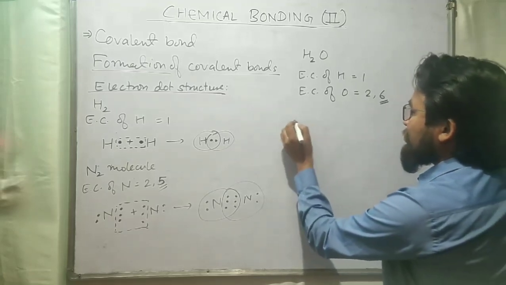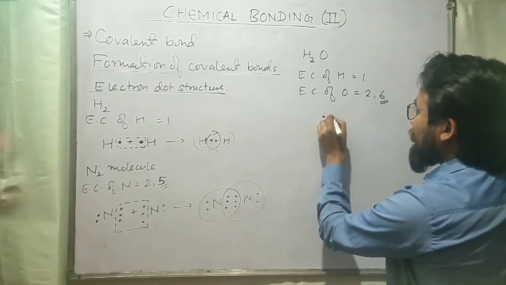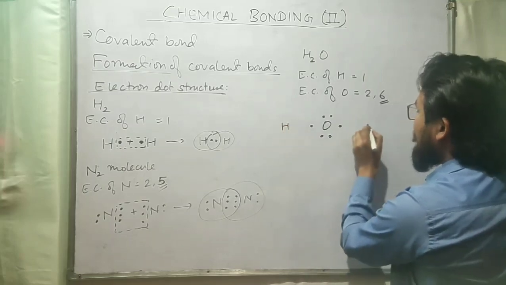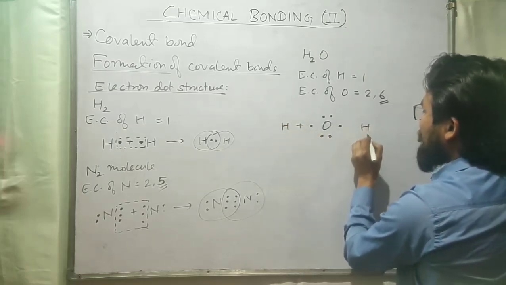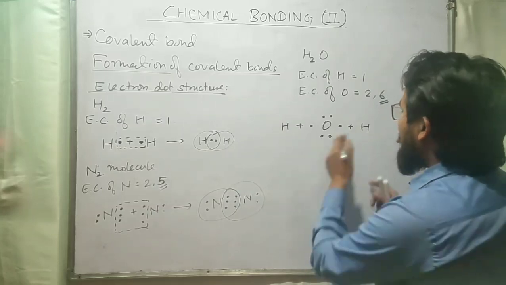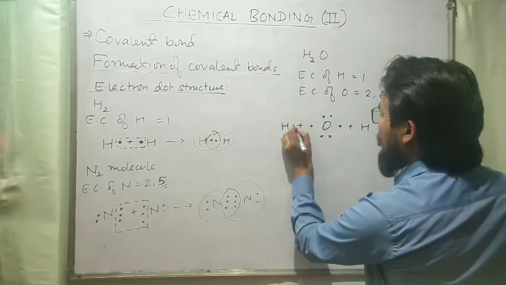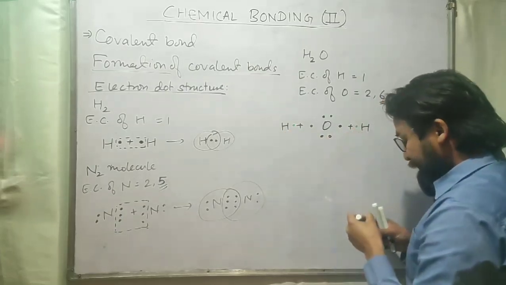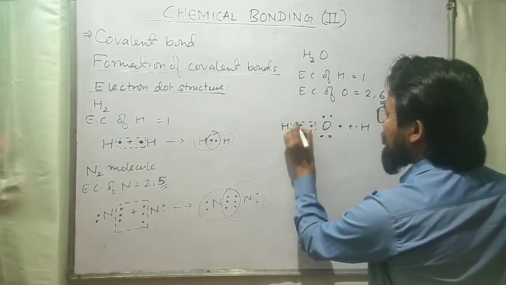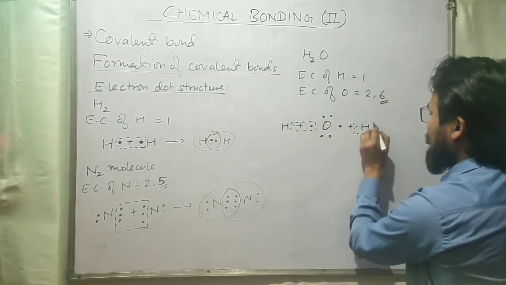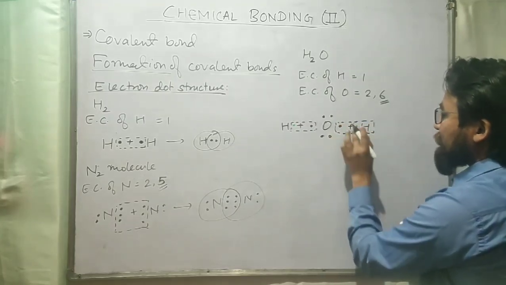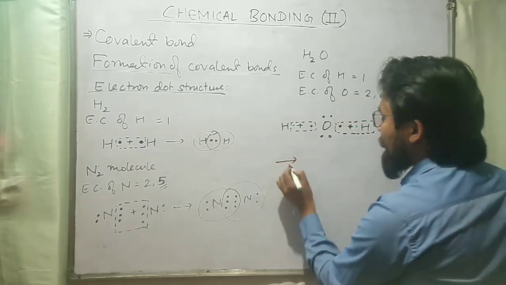So this is how we can form it. 1 2 3 4 5 6 electrons of oxygen. Then we have hydrogen here, and another hydrogen here. To distinguish the electrons of hydrogen and oxygen, I am showing the electrons of hydrogen with green color. So you can see one electron of oxygen will be shared with hydrogen, and another electron of oxygen will be shared with the other hydrogen atom. After this it will form the molecule of water.